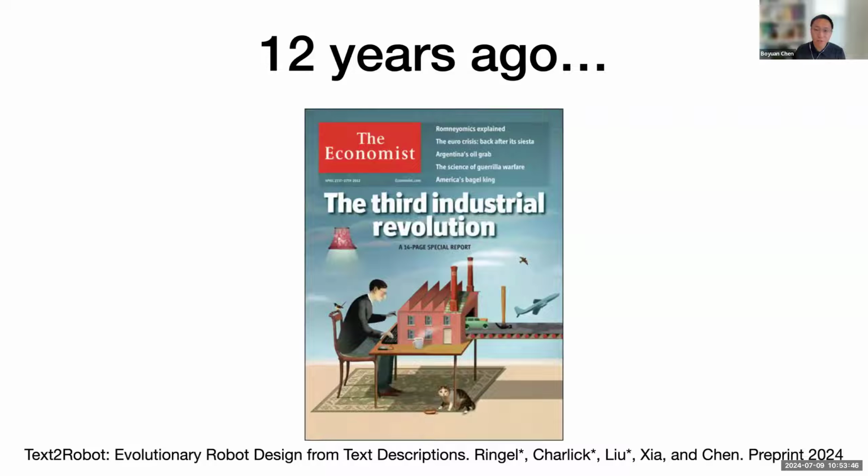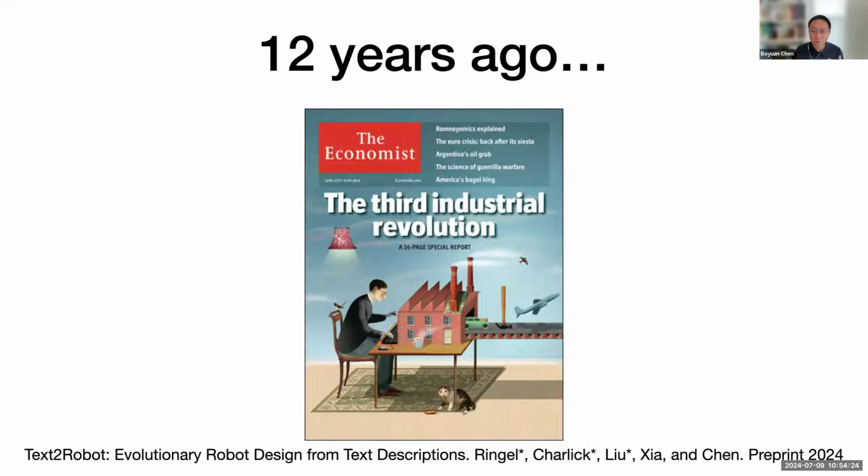And this is actually not the first time we have imagined speeding up this process. Even with domain experts, designing robots could take many, many years. About 12 years ago, there was a cover of The Economist where people imagined the third industrial revolution with the rise of 3D printers. A human can sit in front of a computer, design things or even prompt what they want, and eventually generate a robot or machine or even an airplane. However, 12 years later, we still don't see anything like this existing in the real world.